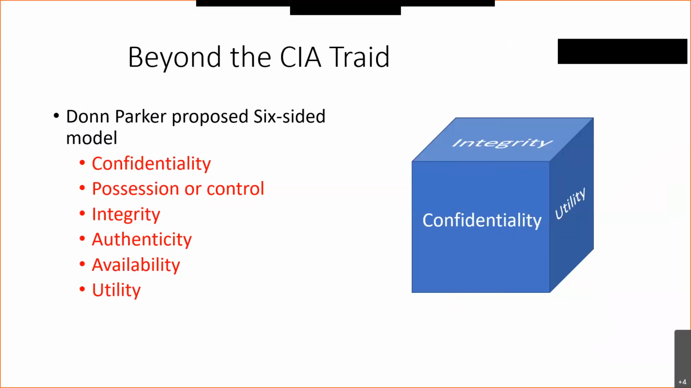As we mentioned, in 1998, Donn Parker proposed a six-sided model that was later dubbed the Parkerian Hexad, which is built on the following principles. Along with confidentiality, integrity, and availability, there is a requirement of possession or control, authenticity, and utility. It's open to question whether the extra three points really break new territory. Utility and possession could be lumped under availability, for instance, but it's worth noting as an alternative model.